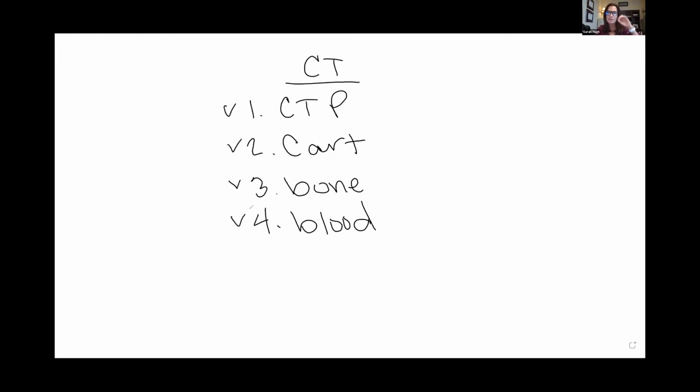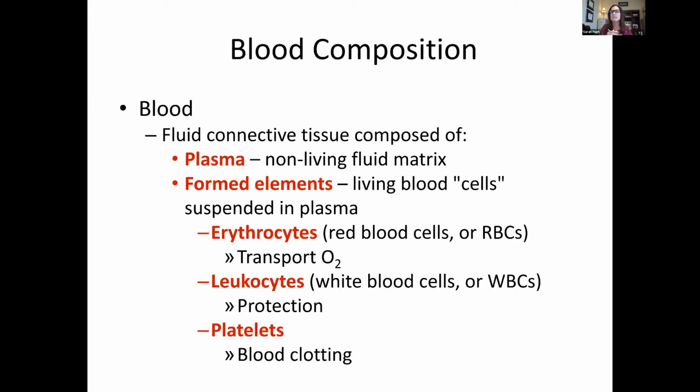Now, your book says that blood is an atypical connective tissue, right? If we look at these 4 types of tissues, blood is basically not like the others. It's a liquid. I would say that your blood is probably the best connective tissue that we have because it does a great job of connecting everything in your body together. Okay, so let's go back to that PowerPoint now that we can remember that blood is a connective tissue. Let's talk about the parts and pieces of blood, right?